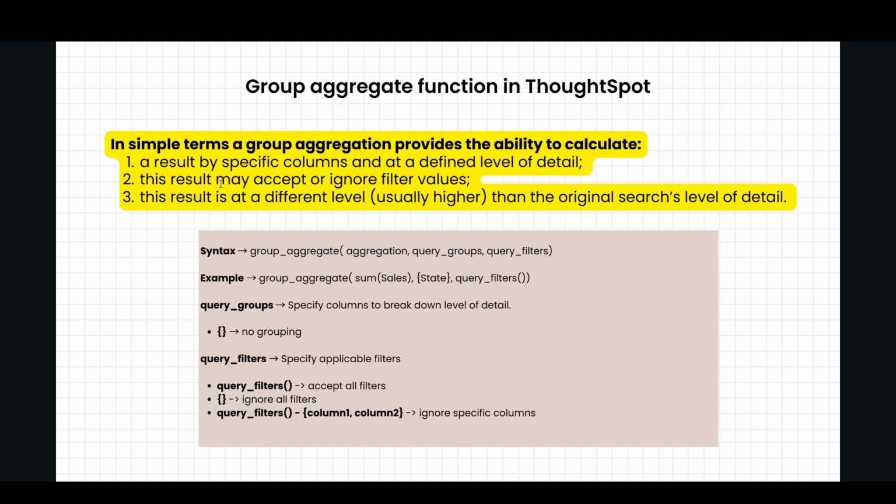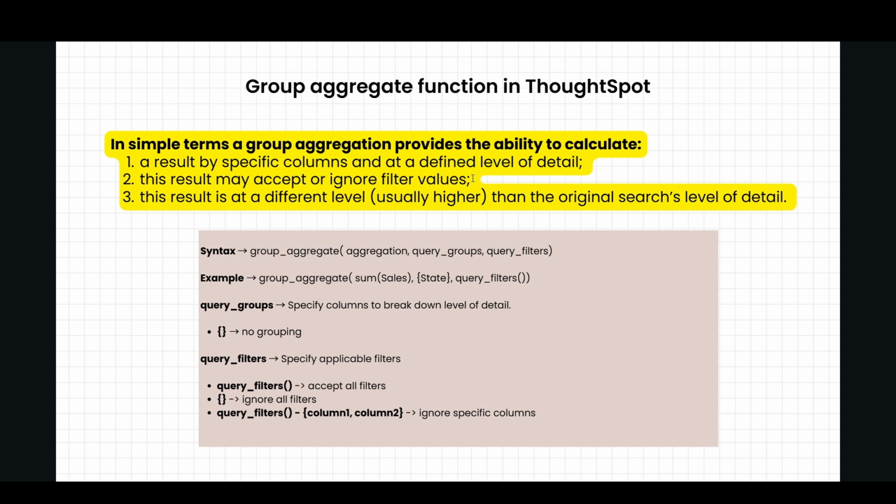And the second one is we can also accept or ignore certain filter values. So say you have filtered the data for a particular year or a particular category, but you do not want the level of detail calculation to get impacted by that. We can ensure that that does not happen.